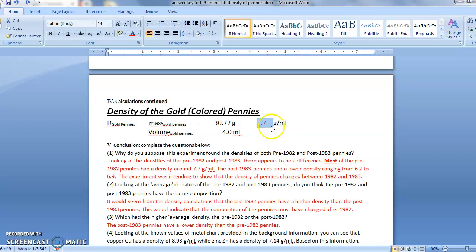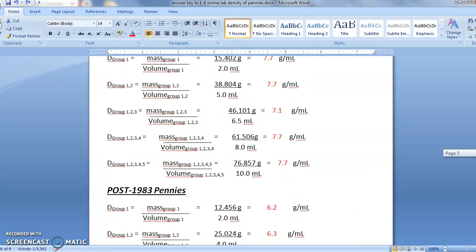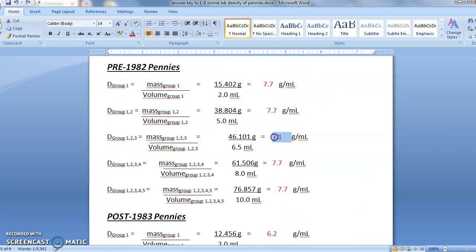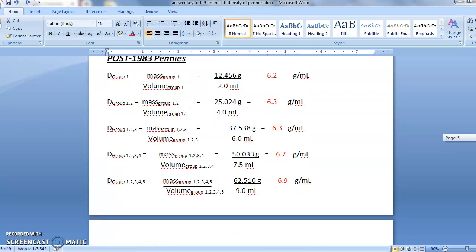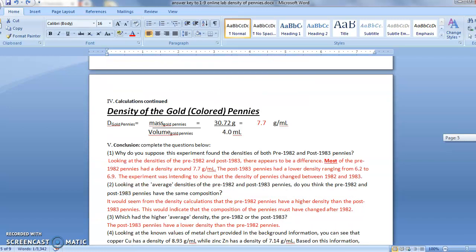That's a density very close to the pre-1982 pennies. The pre-1982 pennies were all right around 7.7, except for the one that had a volume reading error. The density of these gold-colored pennies was the same as the density of the pre-1982 pennies. That's because when you're trying to make the pennies go from that copper color to silver and gold, it works best with the pre-1982 pennies. There's a chemical change that's done in that first step, and the chemical change works better when you have a high incidence of copper in the pennies.